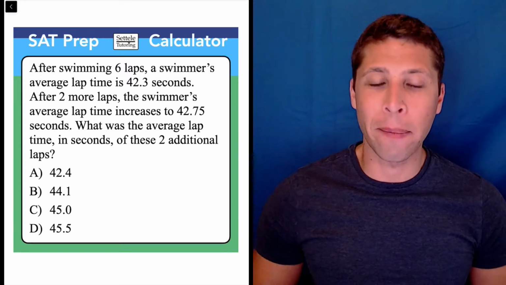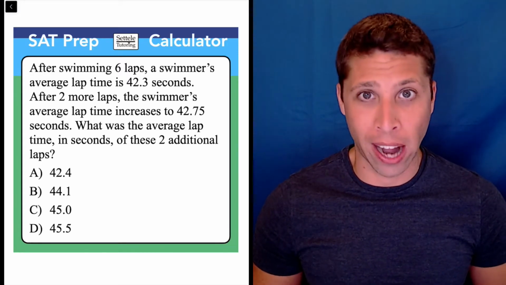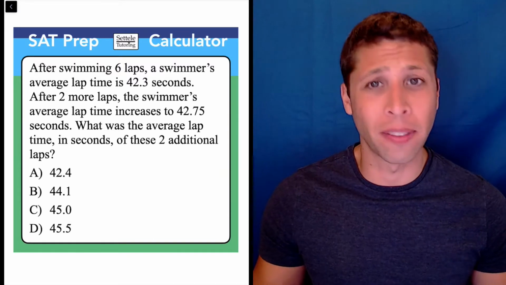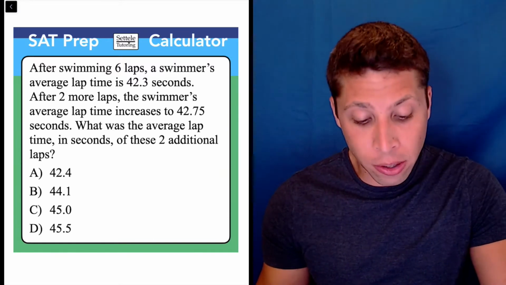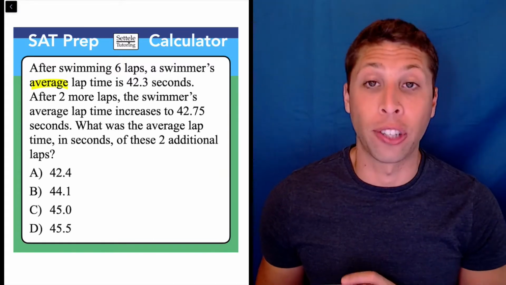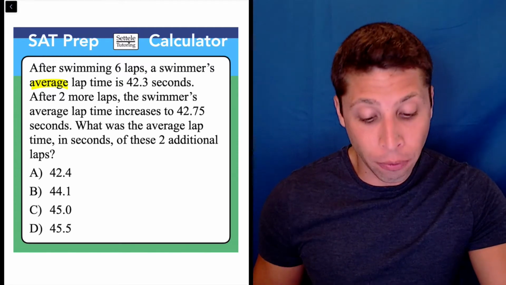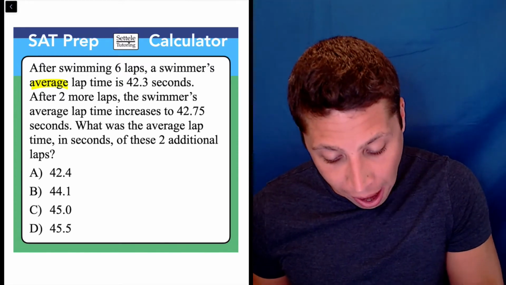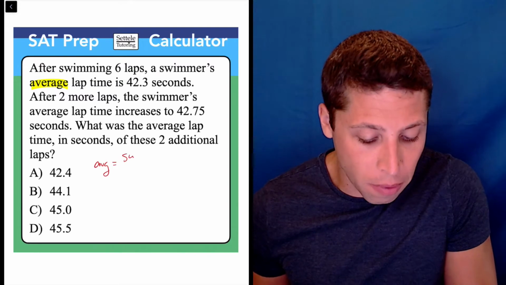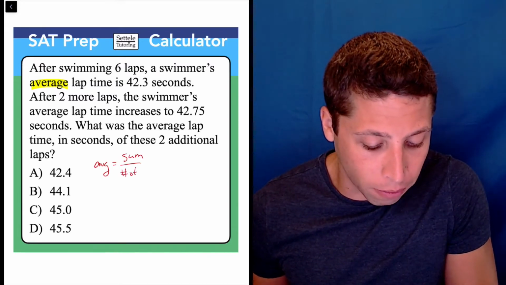This question is a great example of what I call the get back to basics strategy. Yeah, there's complications, it seems like there's a lot of information, but we know ultimately that this question is really about averages, right? And we know, hopefully, the formula for average, which is that the average is equal to the sum of the numbers over the number of numbers.